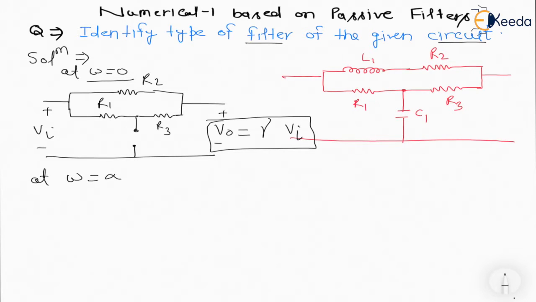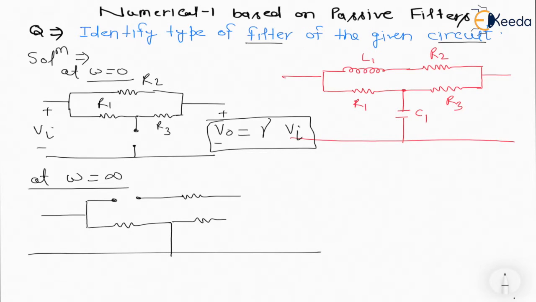And at omega equal to infinity, we can draw the circuit like this. Inductor will be open circuited, this resistor, and this capacitor will be short circuit, and this is resistor. Now this is our given circuit at omega equal to infinity, with the values corresponding to R1, R2 and R3.